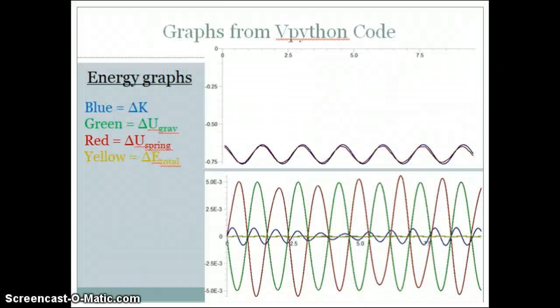Here are the two graphs generated by the VPython code. The first is the graph of the observed versus predicted motion, and the second is the graph of all the energies acting on the mass as it moves. As you can see, the kinetic and potential energies oscillate as the mass moves, but its total energy, represented by the yellow line, remains at 0 throughout the period that it is moving.